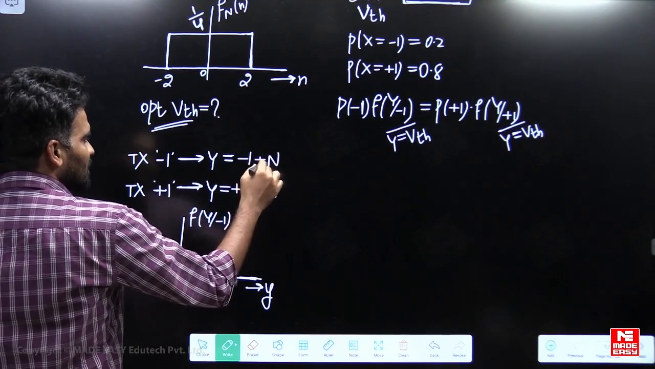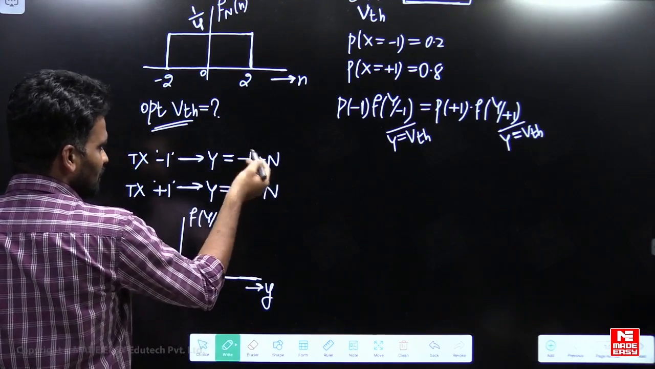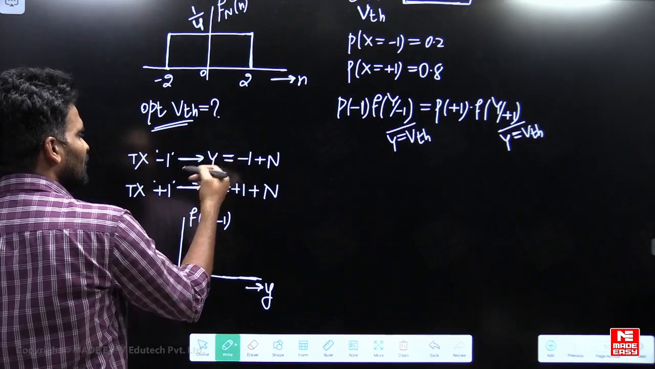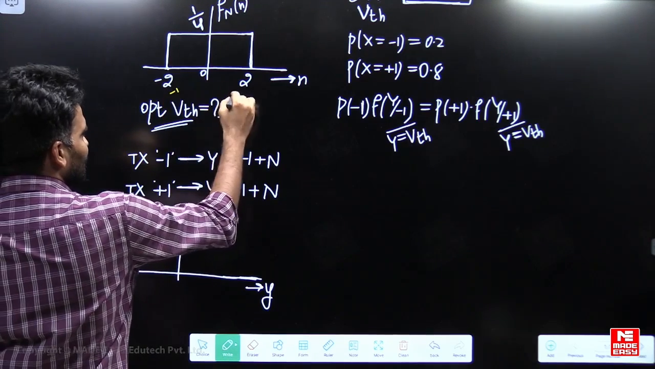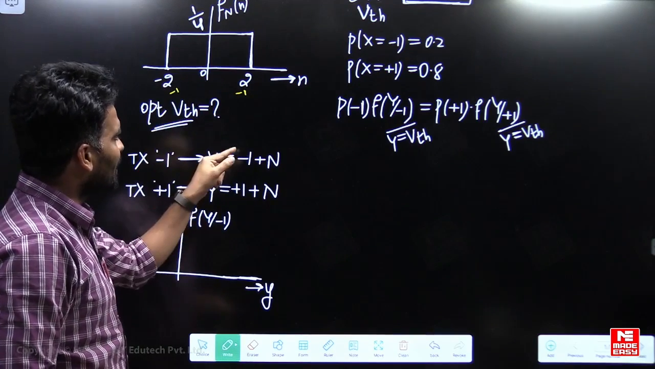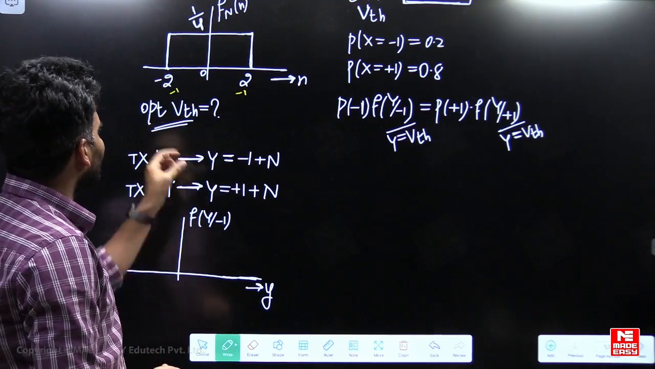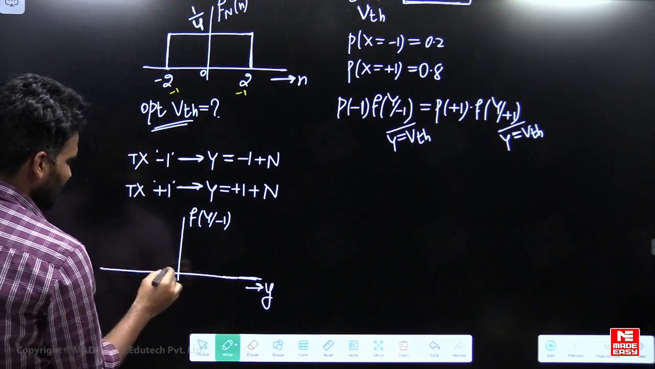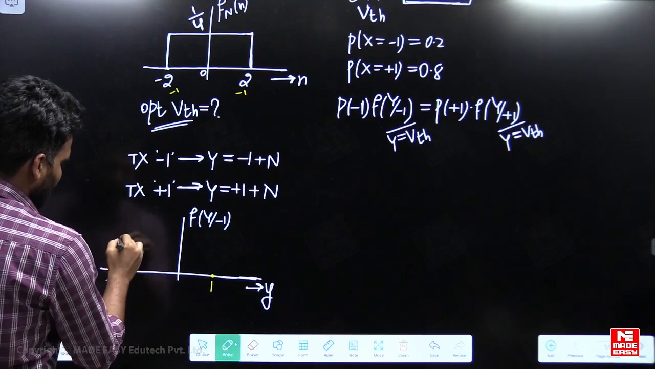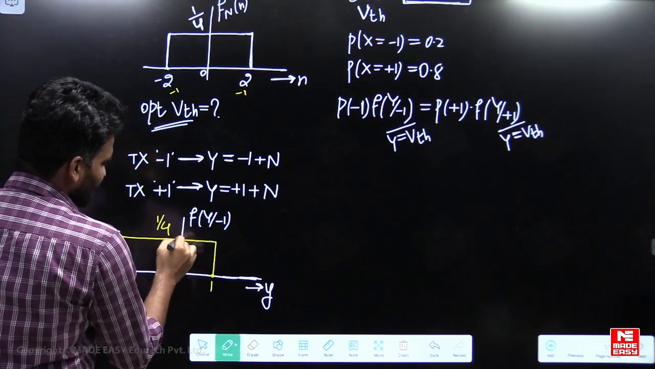What is the range of voltages possible for n? -2 to 2. And if I am adding -1 volts to this n, then what is the range of voltages possible for y? It will be -3 to 1, you can understand. So this is -3 to 1, and the height, of course, is 1/4.